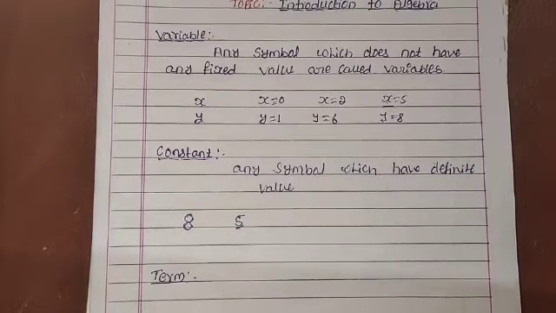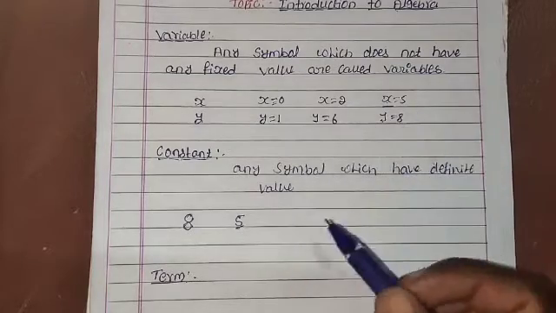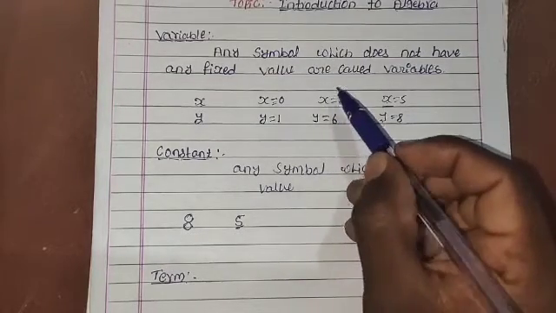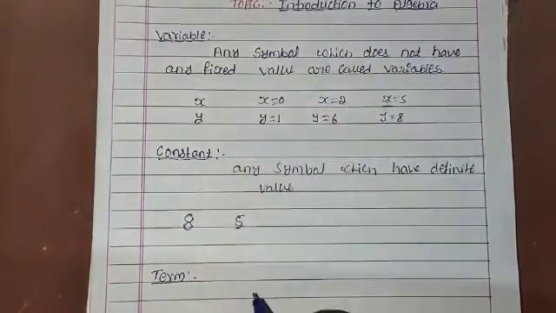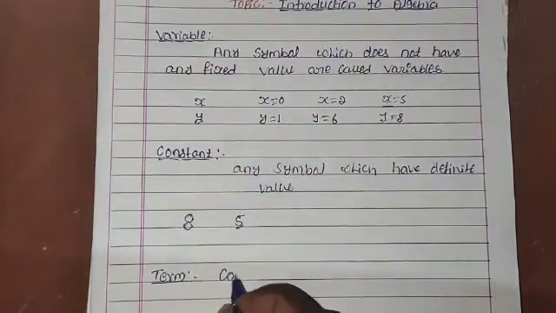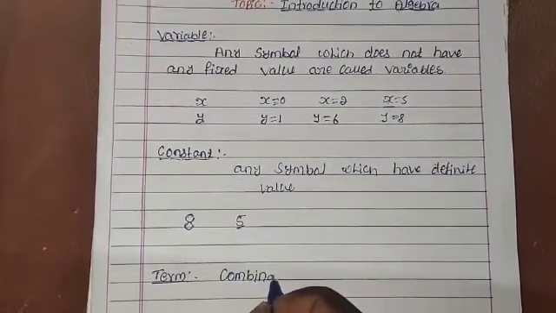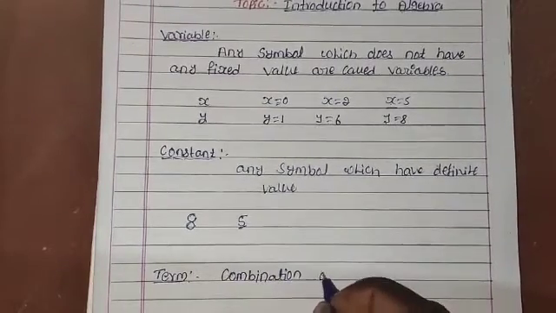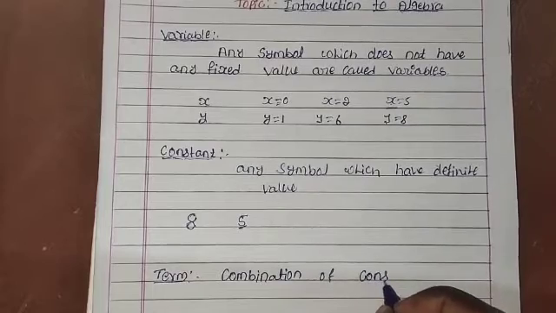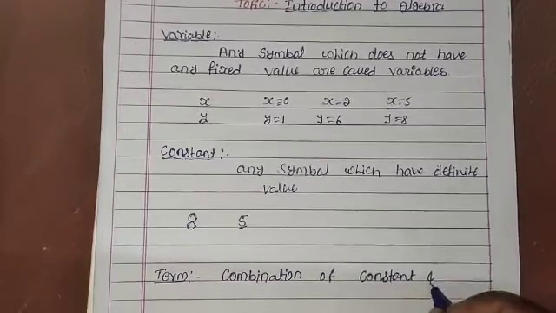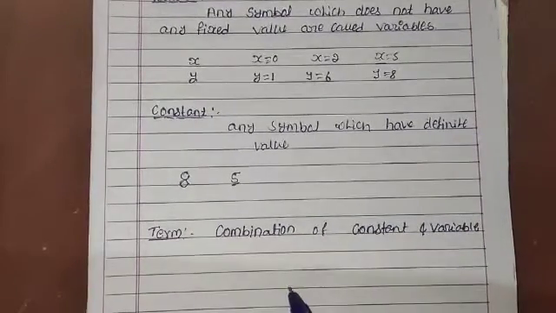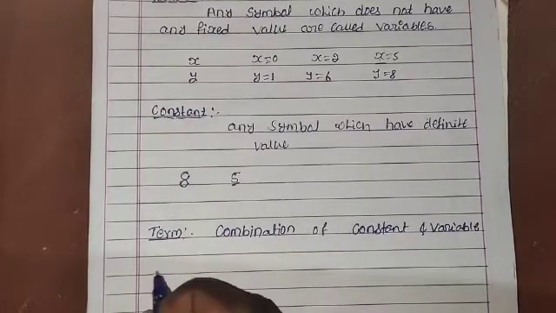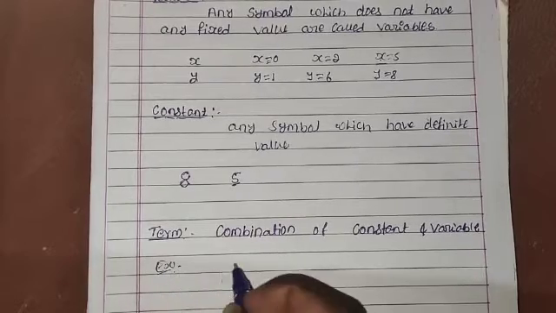Next is the term. What is the meaning of a term? A term is the combination of a constant and a variable. We know the meaning of constant and variable. The combination of a constant and a variable is called a term. Let's take an example for terms: 2x.